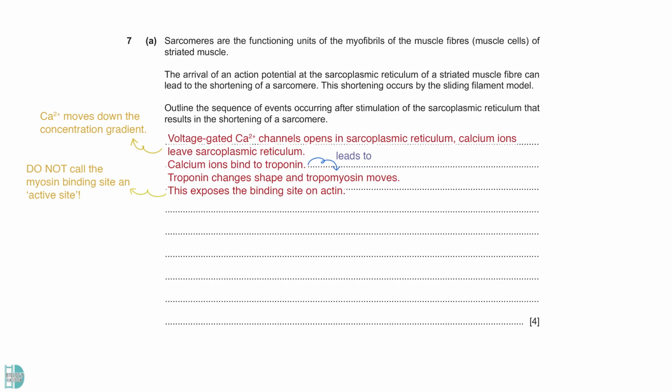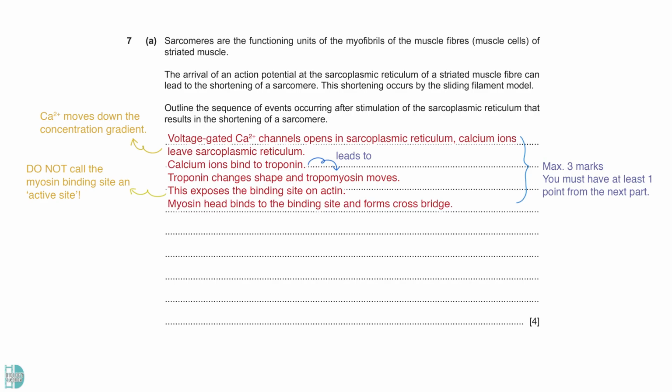Note that this is not called an active site. Myosin head binds to the binding site, forming cross bridges. All the points here can give you 3 marks maximum. You must have at least 1 point from the subsequent events to get full marks.